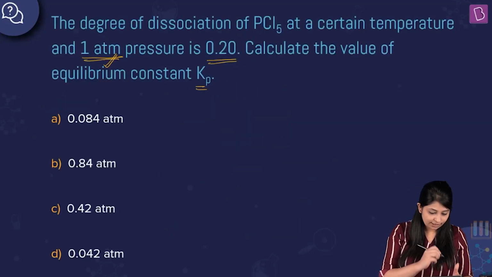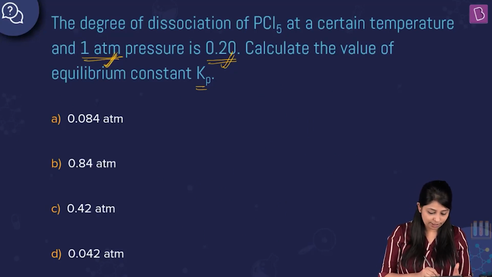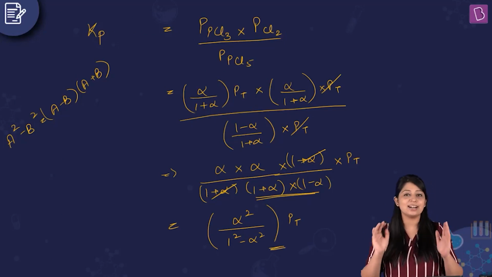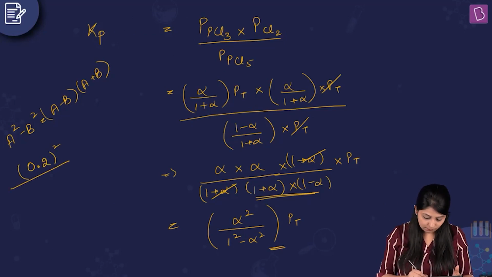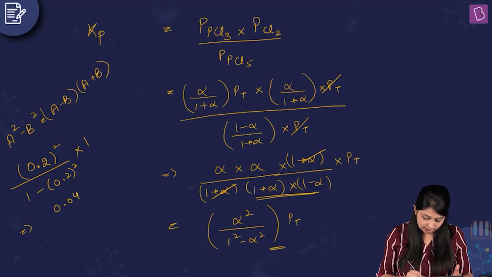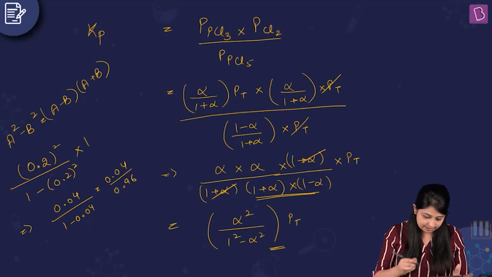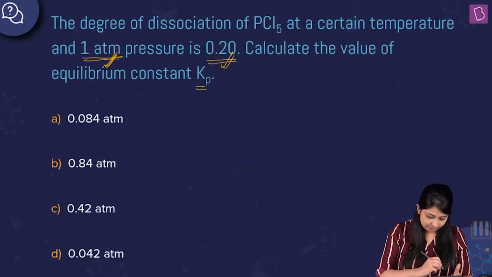We have been given the value of alpha and also the value of total pressure. Let's put these values into this equation and we'll get our answer. Alpha is 0.2, so 0.2 square upon 1 minus 0.2 square, into total pressure which is 1. So this would be 0.04 upon 1 minus 0.04, that is 0.04 divided by 0.96, which is 4 by 96.